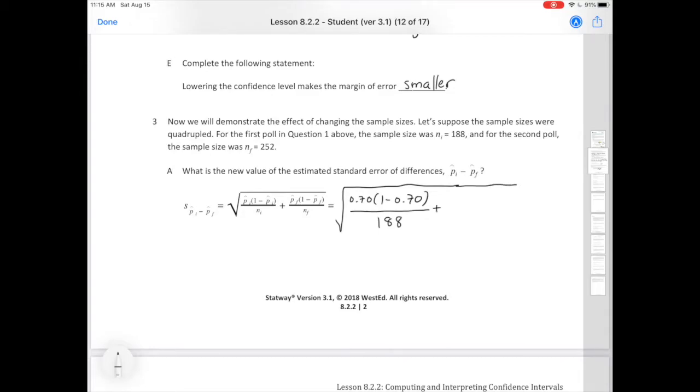And for the second one, we have 0.50 times 1 minus 0.50, and that's going to be divided by 252. Okay. So what does that approximately equal? We're going to put this in our calculator, and again, I want to cut to the calculator calculation so you can see how to put this in.